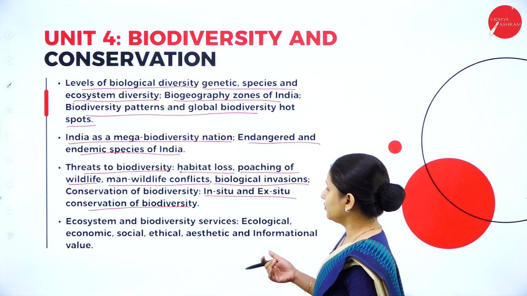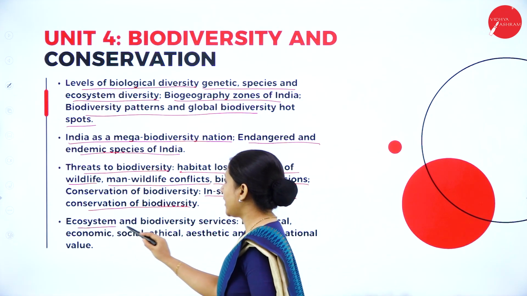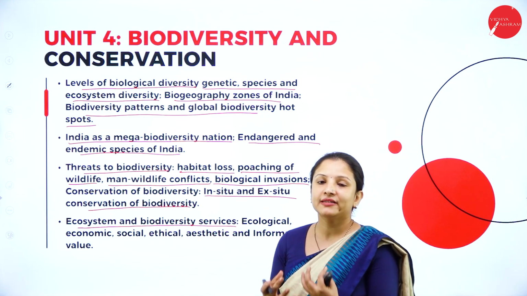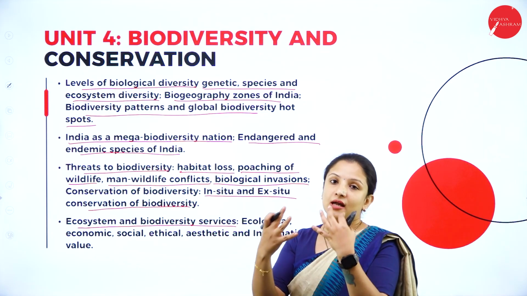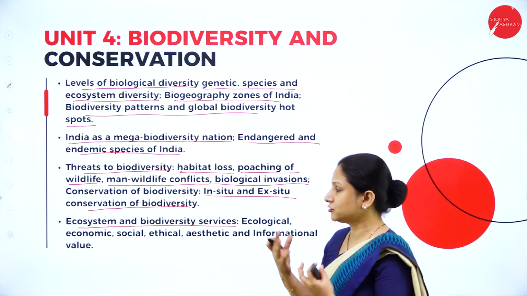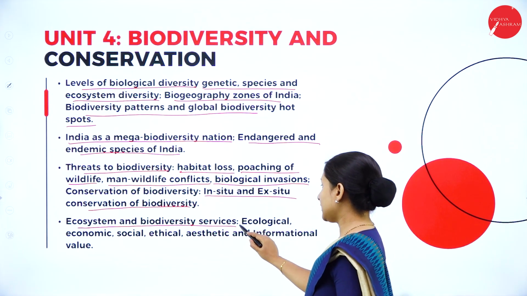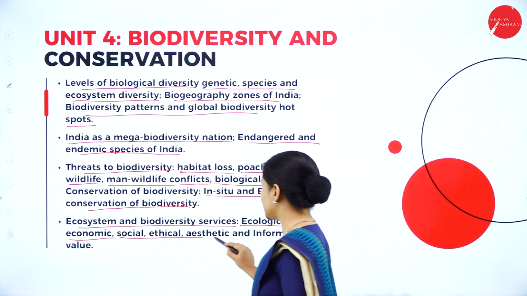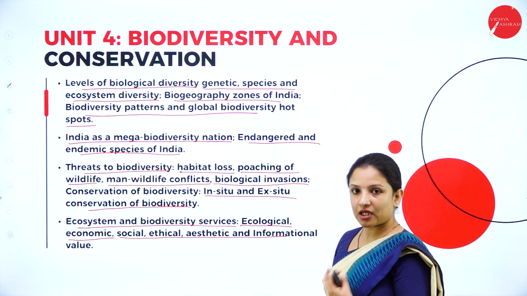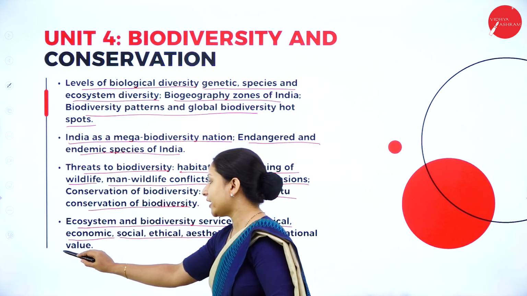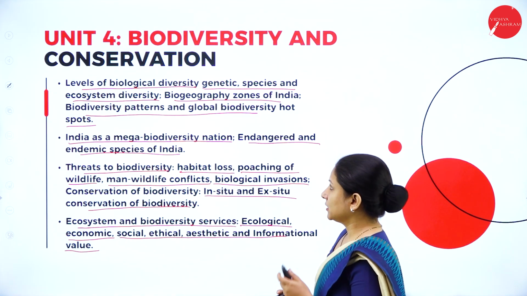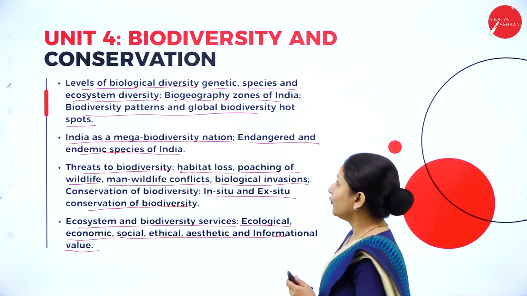Next, we need to learn about the ecosystem and biodiversity services. So how the ecosystem provides services to us, what all it has in its hands to offer to us is what we study here. So under this, we need to know about the ecological, economic, social, ethical, and aesthetic as well as informational value the ecosystem and biodiversity provides to us. So that is about Unit 4.